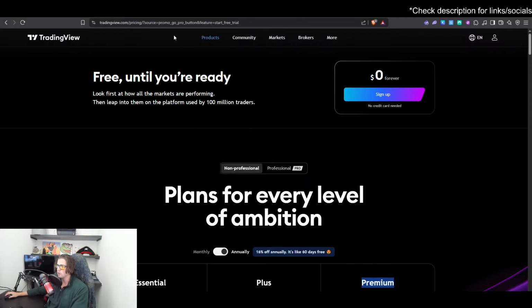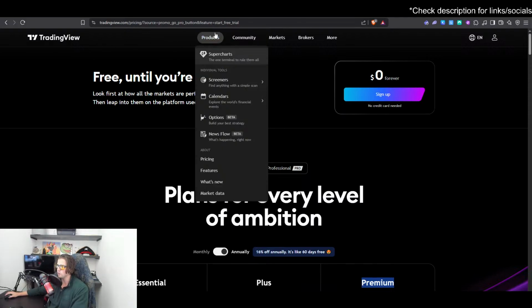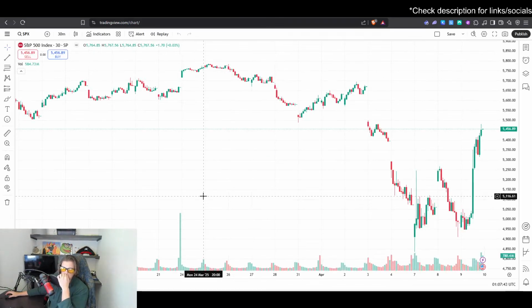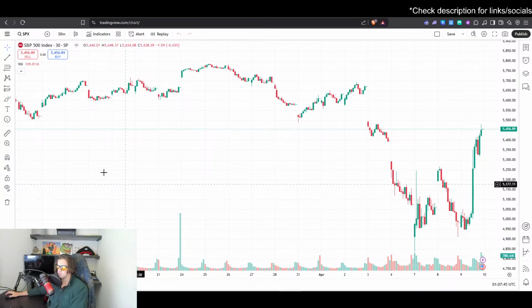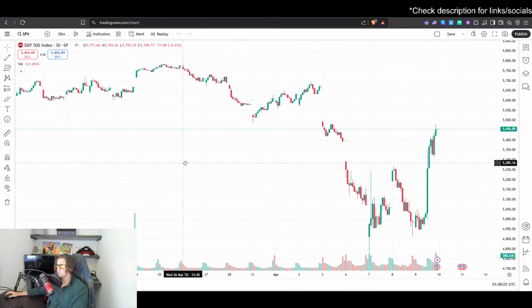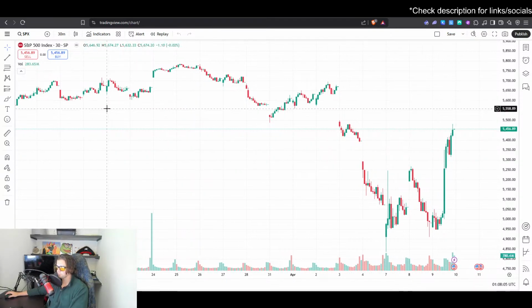But anyways, let's just go ahead and go to the chart. So if you go to products, you can go to Super Charts here. This will bring up a chart. So this is how it'll look for anybody that just comes onto the platform without adjusting anything, without changing the colors, without changing these candlesticks or whatnot. This is how the chart will come up from the get-go. And so I guess first things first, what are we looking at?